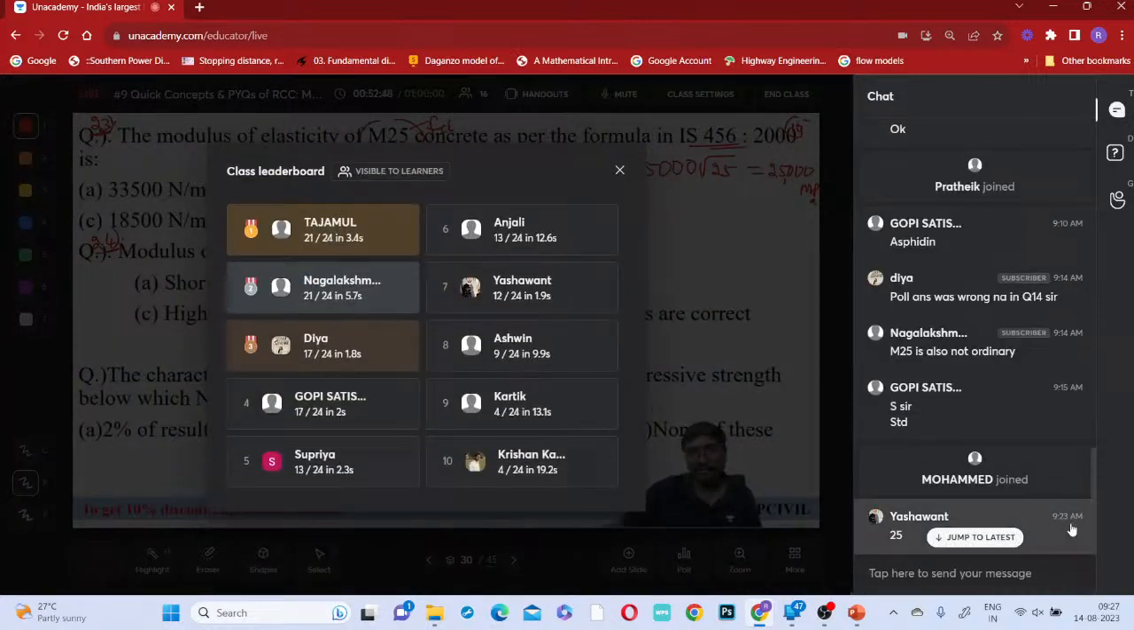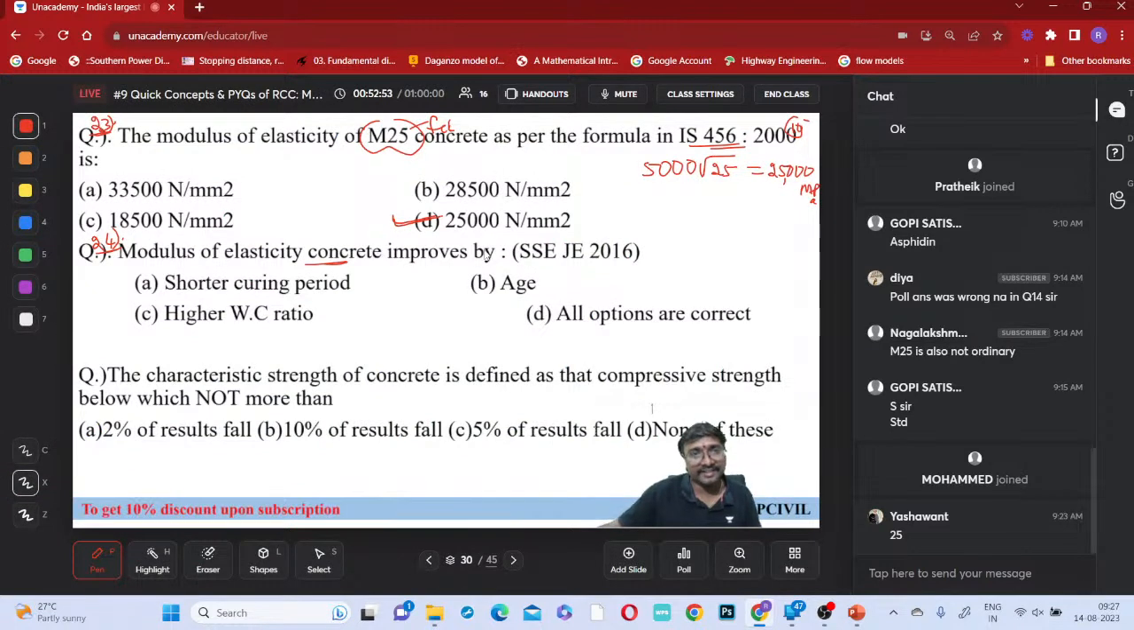Right, Tajamul first, Nagalakshmi second, Diya third. Modulus of elasticity of concrete improves by shortening the curing period, higher water cement ratio. All options are correct? Which one? It is improved only by age, right? Why? Because that 5000 root fck, if you just observe, will be equal to which one?